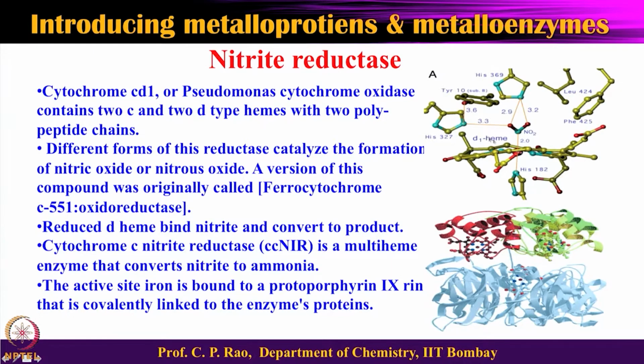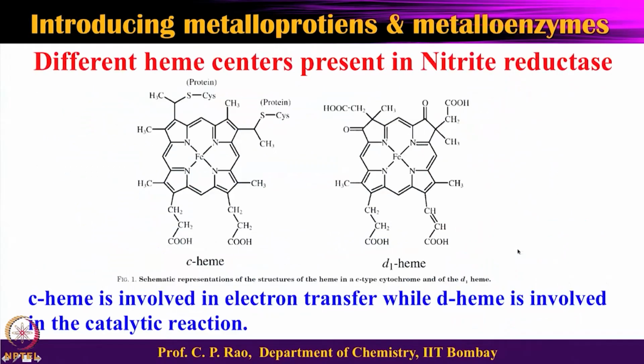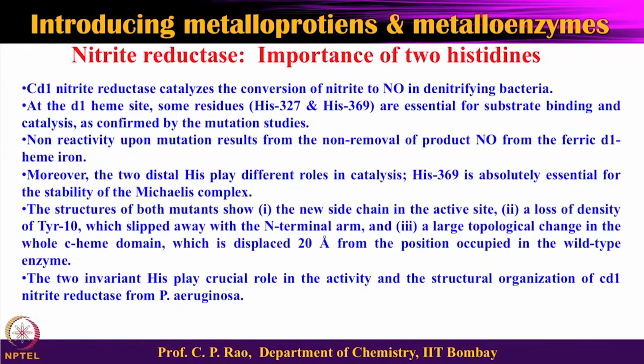The nitrite is bound, there are two histidines involved in that, and this is the binding site with the D, and these are the other residues providing the electron transfer, etc. So, we will look at the detail in a different context in the next slide. There are two histidines involved in this particular thing, in the conversion of nitrite to NO. At the heme D1 site, histidine 327 and histidine 369 are absolutely essential for substrate binding and also to ensure the catalysis.